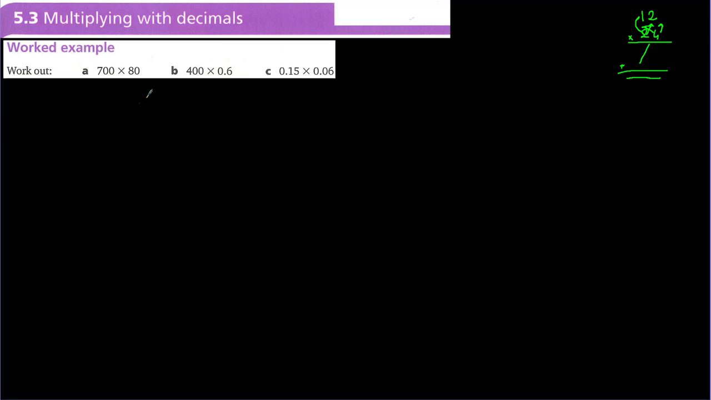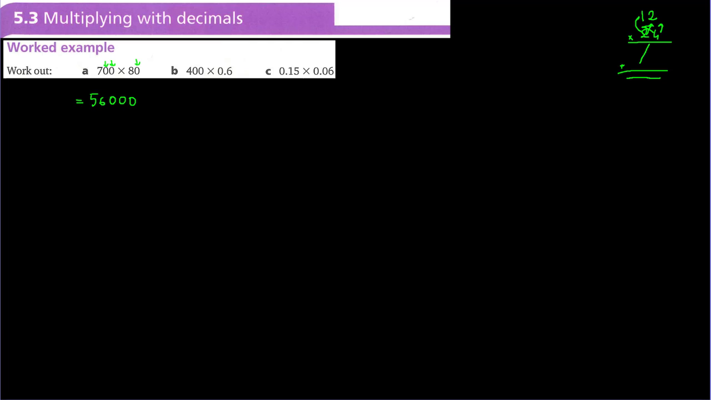But if the numbers have 0, we are not dealing with that one. We are only multiplying the numbers without 0. Then we are adding the zeros to the end, like this one. 7 times 8 is equal to 56. Then there are 3 zeros here, 1, 2, 3. So I'm going to add those 3 zeros to the end.